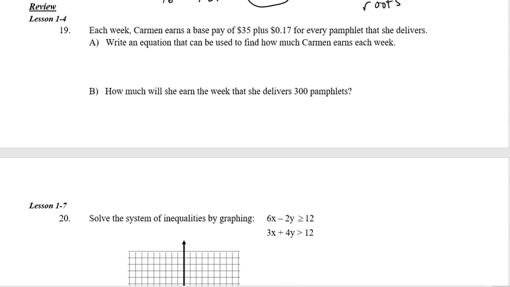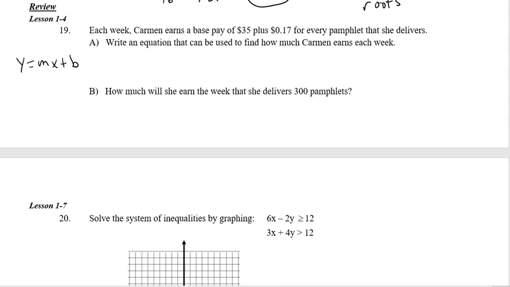Each week, Carmen earns a base pay of $35 plus 17 cents for every pamphlet she delivers. So in part A, I want you to write an equation. It's going to be a linear equation, and our linear equations are in slope-intercept form.